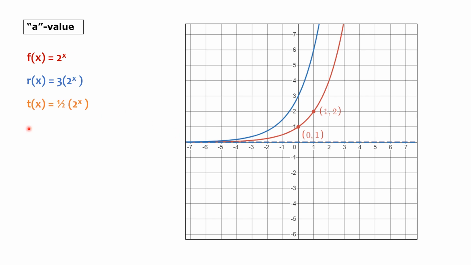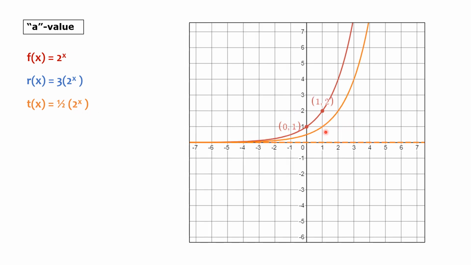And what if we had an a value of 1/2? So an a value of 1/2 is a vertical compression. I'm going to take my parent function here, 2 to the power of x. So notice they all have the same base function. These are all 2 to the power of x that I'm transforming. And with an a value of 1/2, now we have a vertical compression. It got squeezed down. So 1, 2 is now 1, 1. And 0, 1 is now 0, 1/2. Okay, so that's an a value of 1/2.